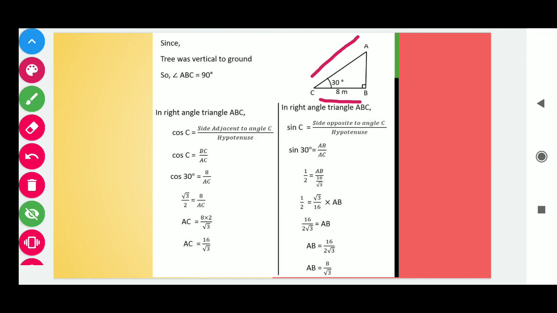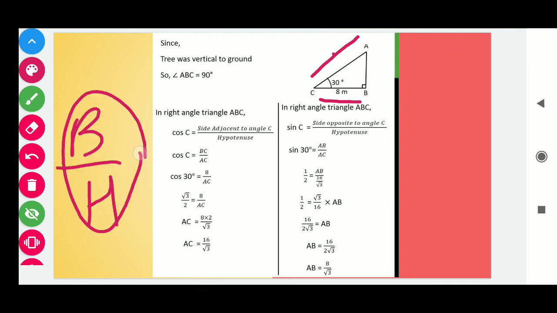So the relation between base and hypotenuse, what is the relation between base and hypotenuse? That is the relation of cos. And here the angle of inclination is 30 degree and the value of cos 30 is √3/2 and BC is 8 meter. So students, cross multiply, AC cross multiply. So in this way we get AC is 16/√3.